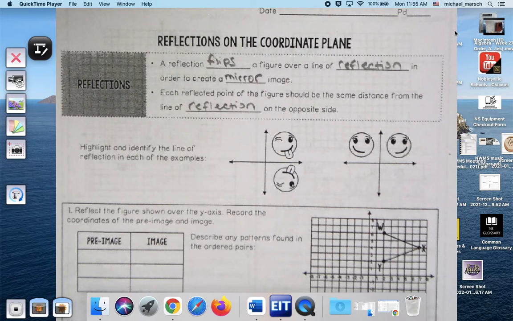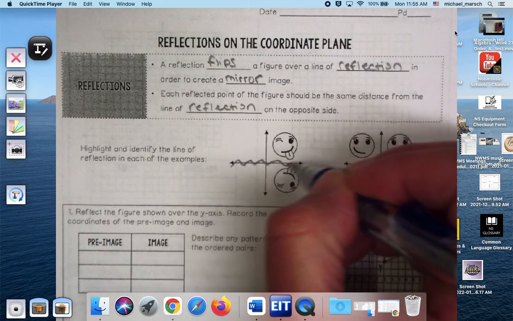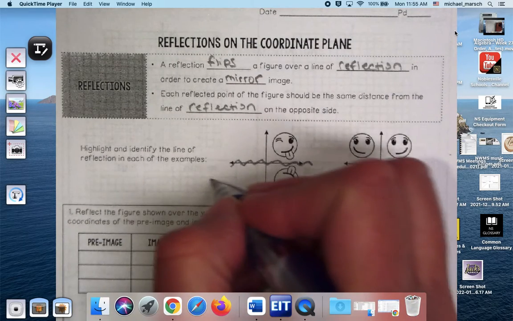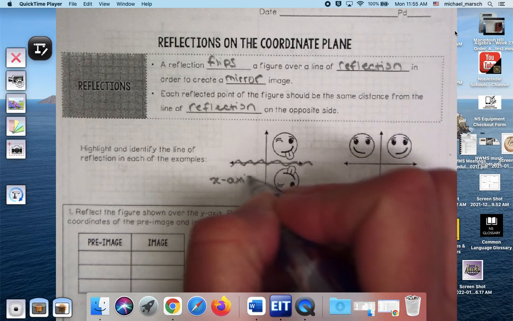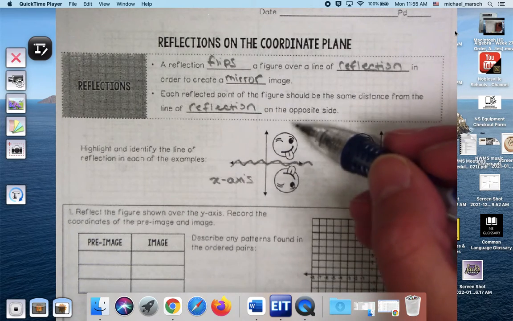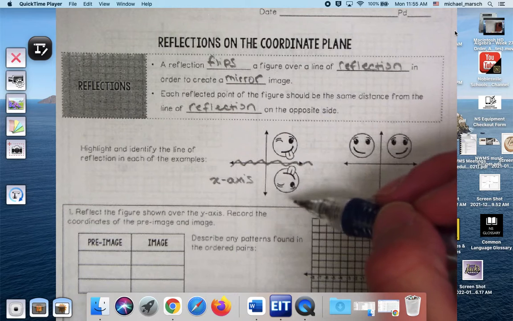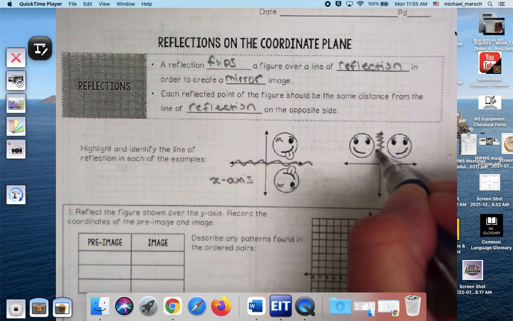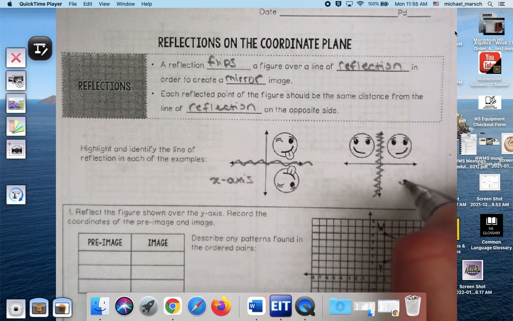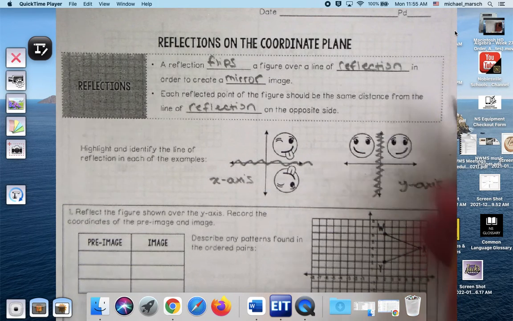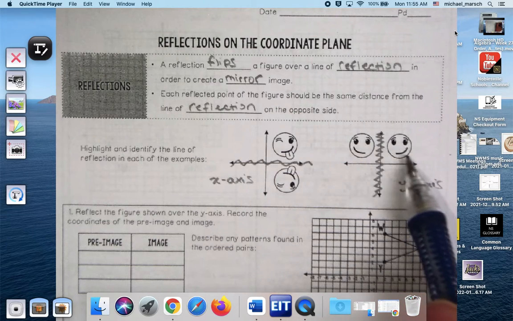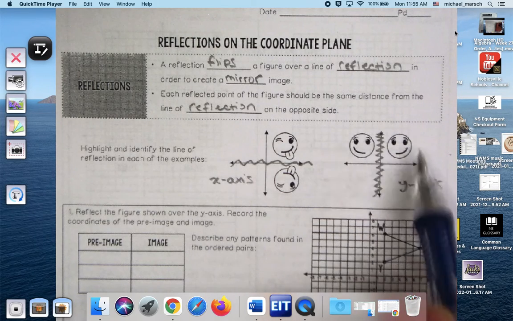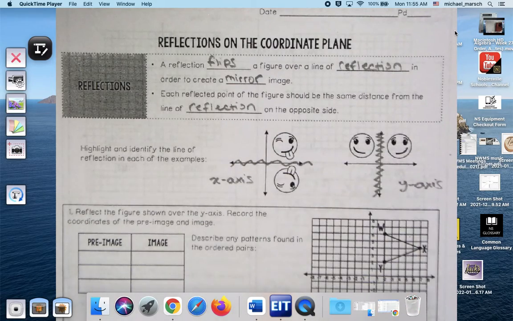Highlight and identify the line of reflection in each example. So we're just going to do squiggles. This would be our x-axis, because it flipped down or up. We don't know which because they aren't notated with prime. And then this one would be our y-axis as our line of reflection. We don't know if it flipped left or right because, again, we don't have any notation, but we know that it definitely flipped over this vertical line.